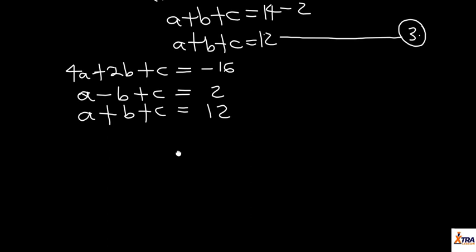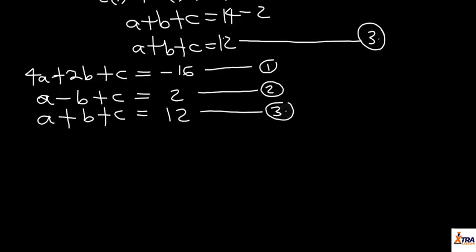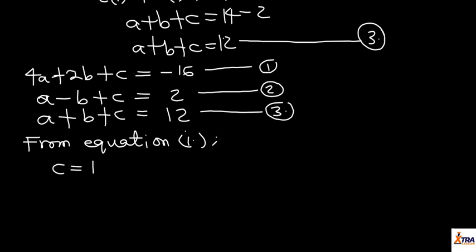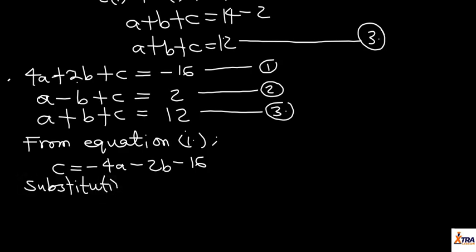So by simple substitution, from equation 1, we can derive that c is equal to minus 4a minus 2b minus 16. That is, if you make c the subject of the formula in your equation 1, you take this 2 to the other side, you get this. Then you can substitute this value. You can call this equation 4.